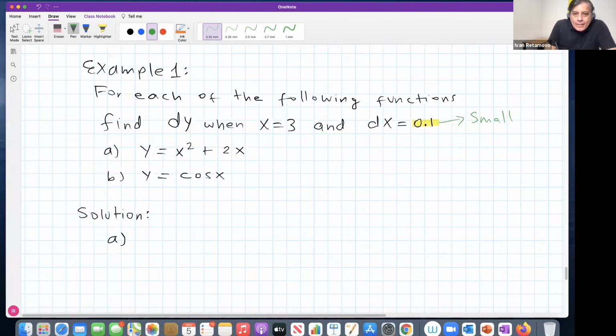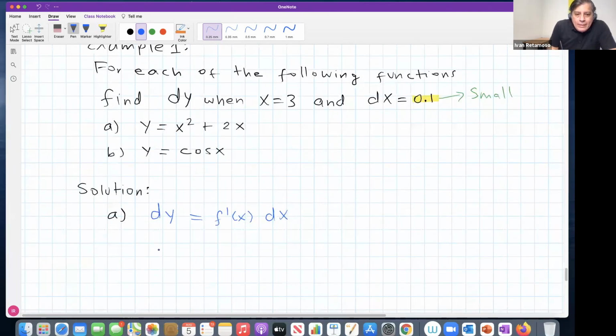Solution for A. First, allow me to say, okay, I have a formula dy is f prime of x dx, right? This is the differentials formula. So dy will be equal to what? The derivative of this function. I'm working with part A. The derivative of this function should be just twice x plus 2, right? And then this is just dx. So I found a relationship between the differentials of y and differentials of x, right?